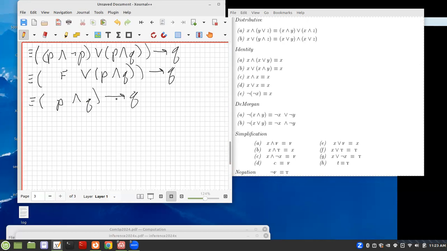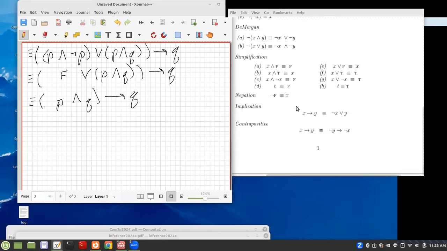Now it's time to use the implication identity down here to get rid of this other implication. So we can say that's logically equivalent to the not of the first proposition. You have to be careful with your parentheses here to match up the pattern, because X here represents P and Q. So it's the not of P and Q, then you have an or, and Y is Q.